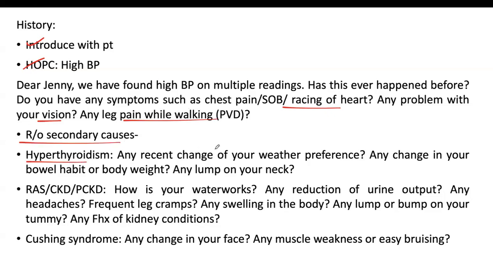So for hyperthyroidism, any change in your weather preference, any change in your bowel habit or body weight? Have you noticed any lump on your neck? For kidney condition, how is your water works? Any reduction of your urine output? Any headache, frequent leg cramps? Any swelling in the body? So CKD patients sometimes can get frequent leg cramps. They can get swelling or edema. Any lump or bump on your tummy, that's for PCKD. Any family history of kidney condition?